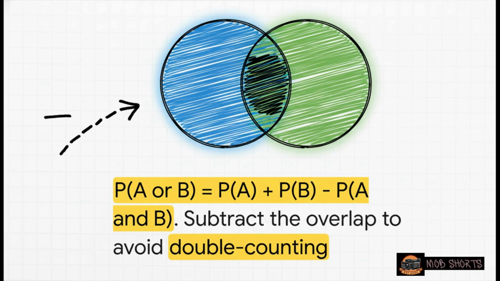Now, why would we do that? Well, it's to avoid double counting any outcomes that are in both groups. It's just a really clever way to make sure our counting stays accurate.